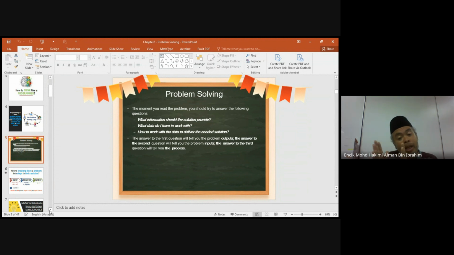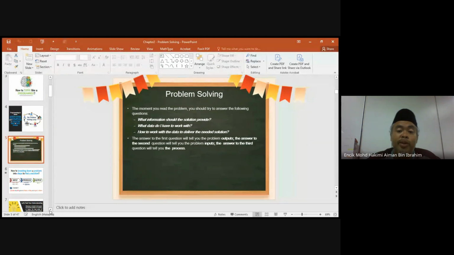So it depends on the concept that we learned in chapter one, IPO: input, processing, output. First you need to gather the info from the written problem given to you, and then you try to solve it. How should you solve it? Maybe by the given problem, you should do A and B to come up with C, for example, and how to work with the data to deliver the needed solution.